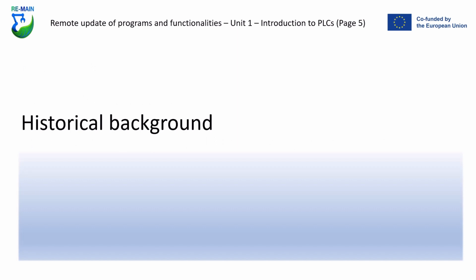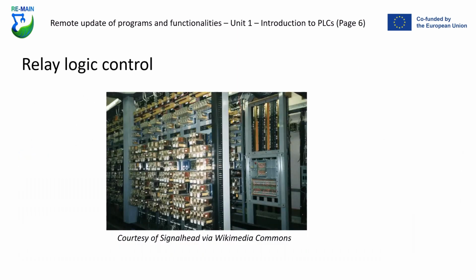Historical background. Relay logic control is, or rather was, a traditional method used in industrial automation to control processes and machinery. It relies on the use of electromechanical relays to create circuits that perform logical operations such as switching, sequencing, and timing, allowing for the control of devices such as motors, pumps, valves, etc.